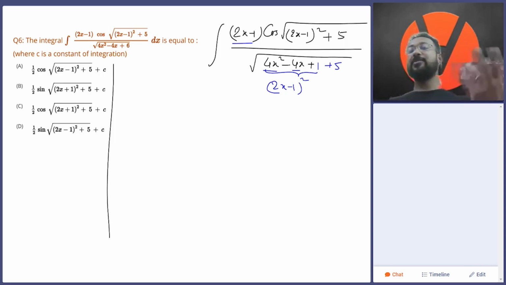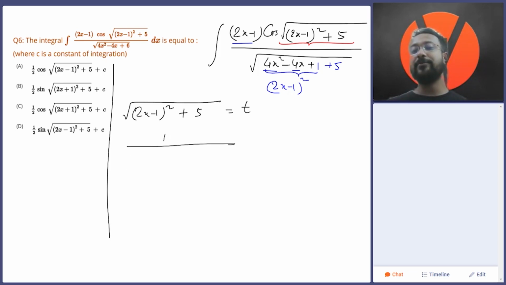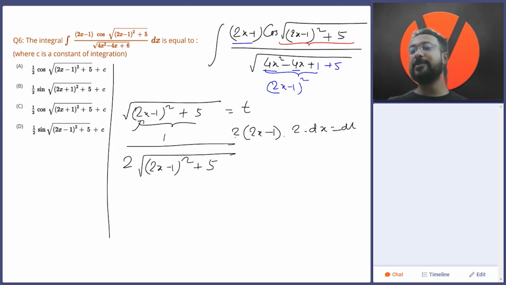And in the options I can see sine and all. I think this entire root, if I take as t, guys, please check. If I take this entire root as t, what happens? So root of 2x minus 1 whole square. See, cos I cannot substitute because sine is not there, right? So I'm just taking the root. And this entire root plus 5, whatever it is, I'm taking as t. So this will be 1 upon, or if you tell me, twice of under root 2x minus 1 whole square plus 5. That is the 1 by 2 root into derivative of inside, that is twice of 2x minus 1 whole into derivative of 2x, that is 2 into dx is equal to dt.